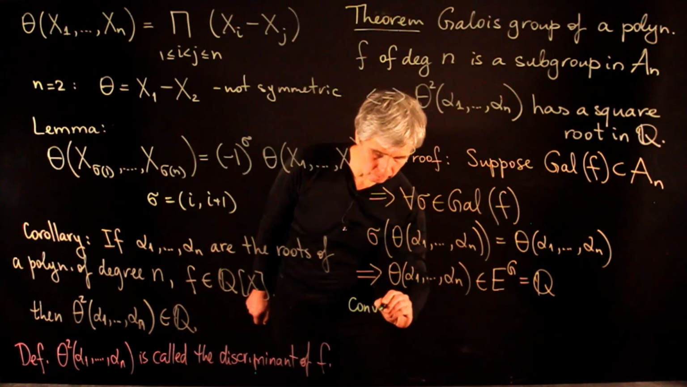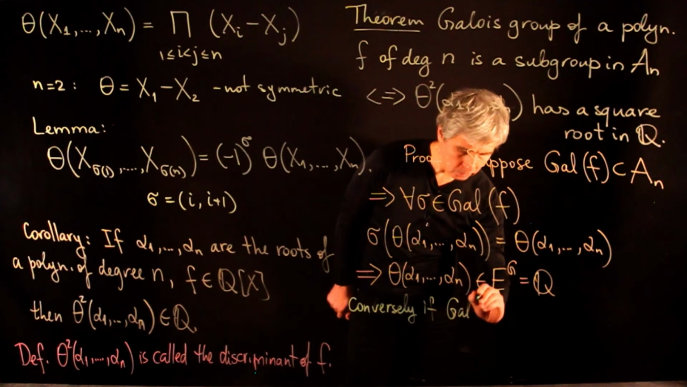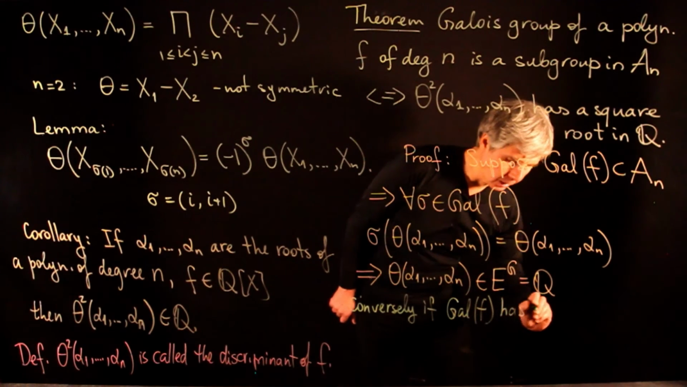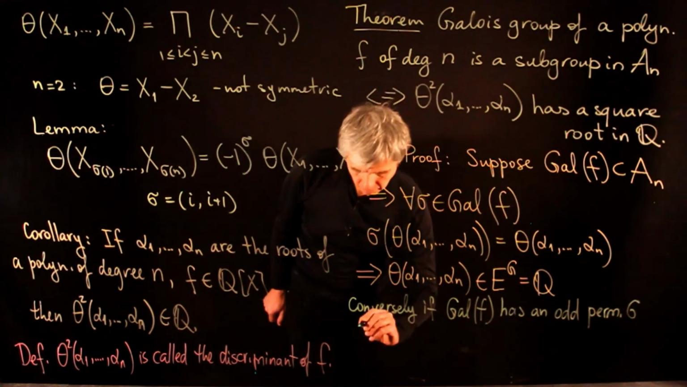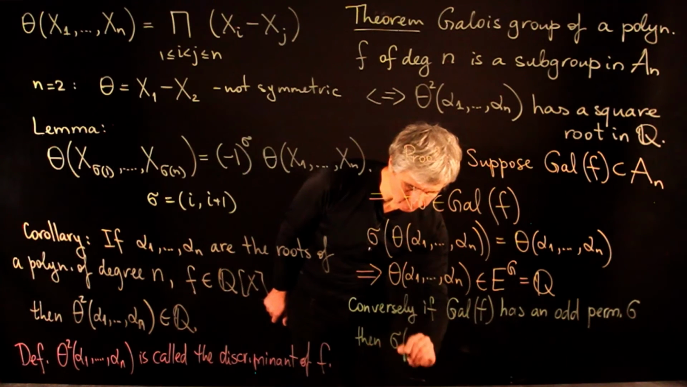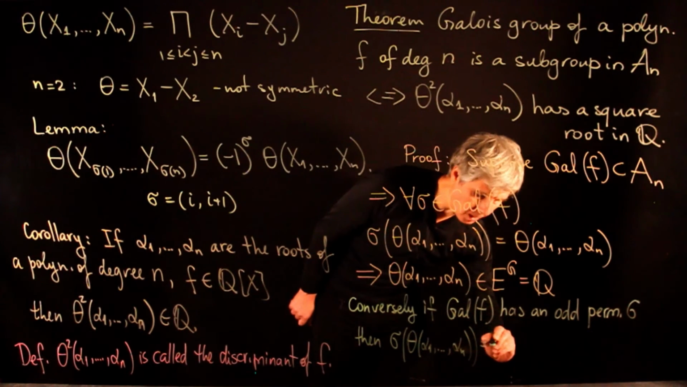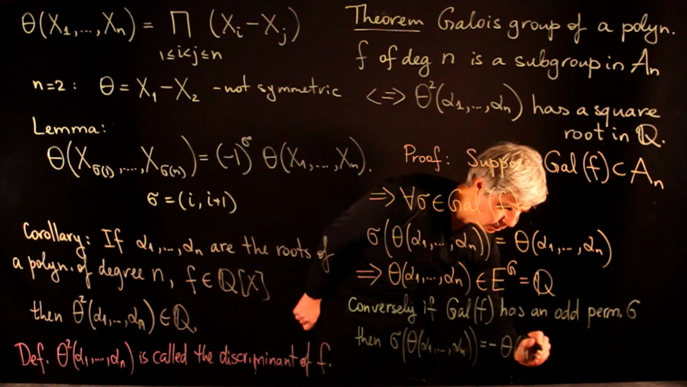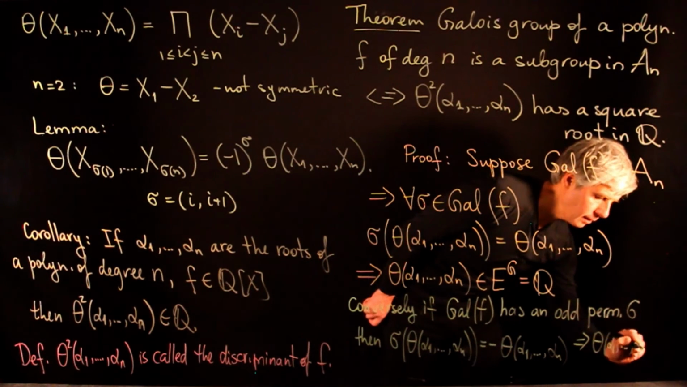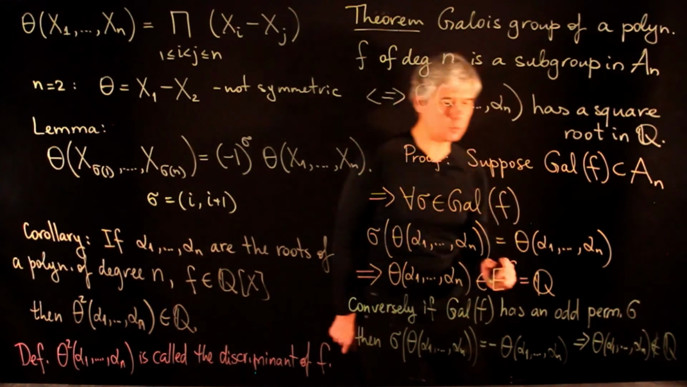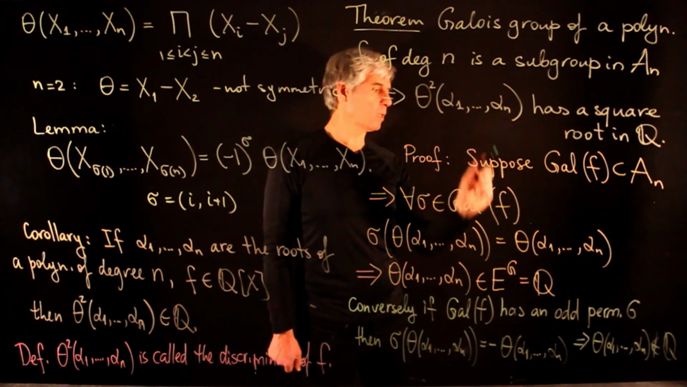Conversely, if the Galois group of F has an odd permutation, then sigma of theta of alpha 1, ..., alpha n is equal to minus theta of alpha 1, ..., alpha n, which tells us that theta of alpha 1, ..., alpha n does not belong to Q, the fixed point set under the action of the Galois group. And then we see that the square root of the discriminant does not belong to the field of rational numbers.